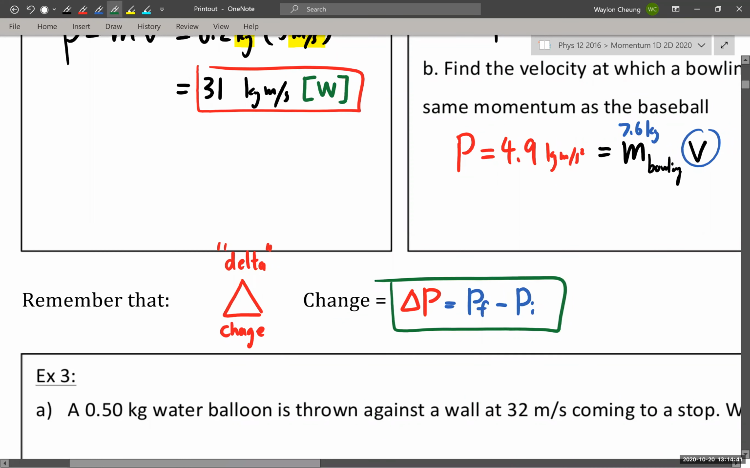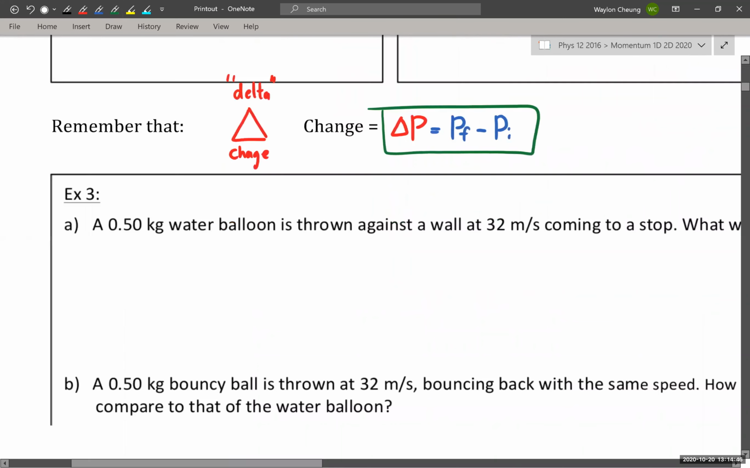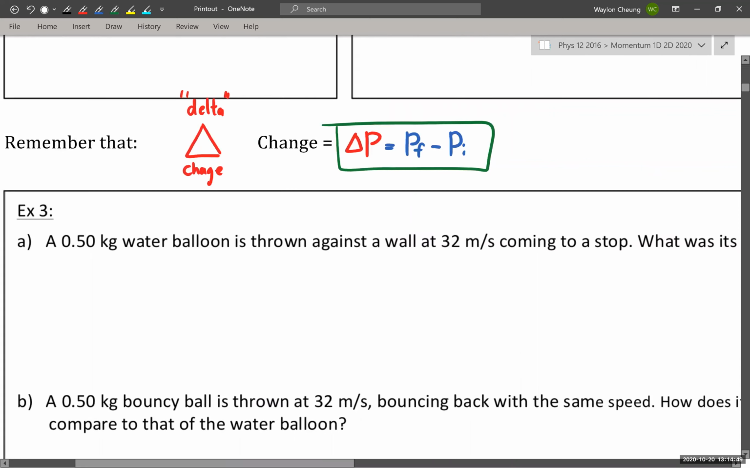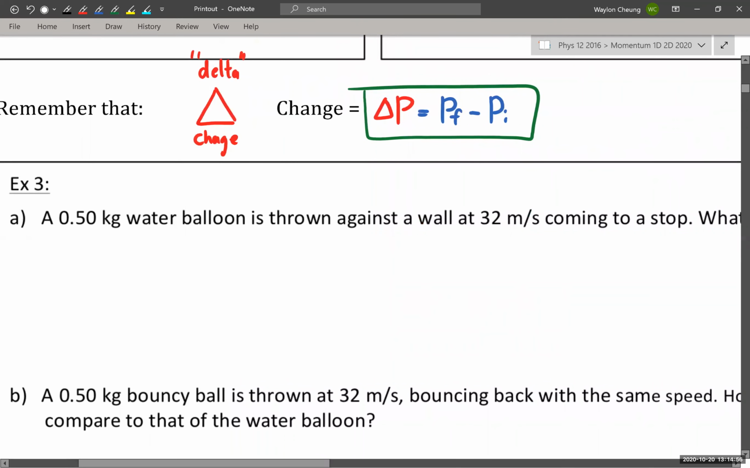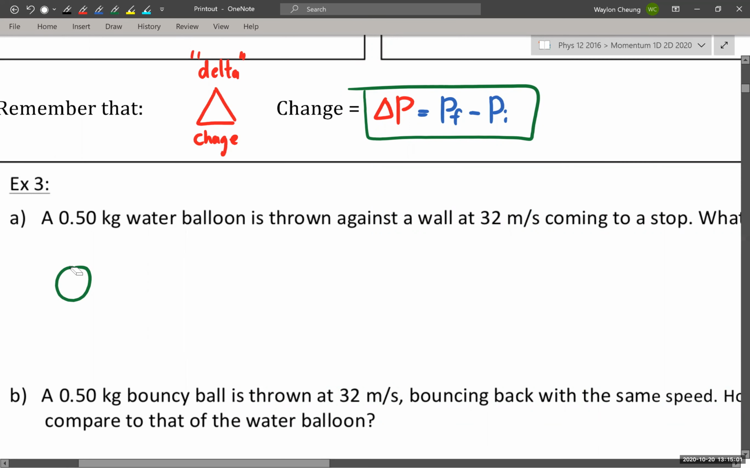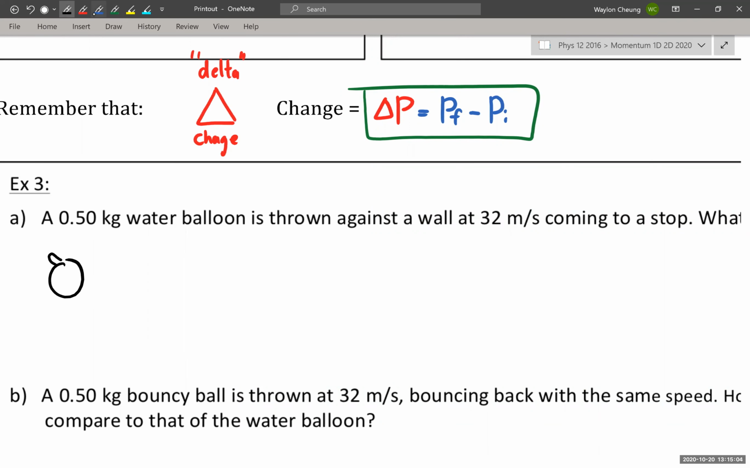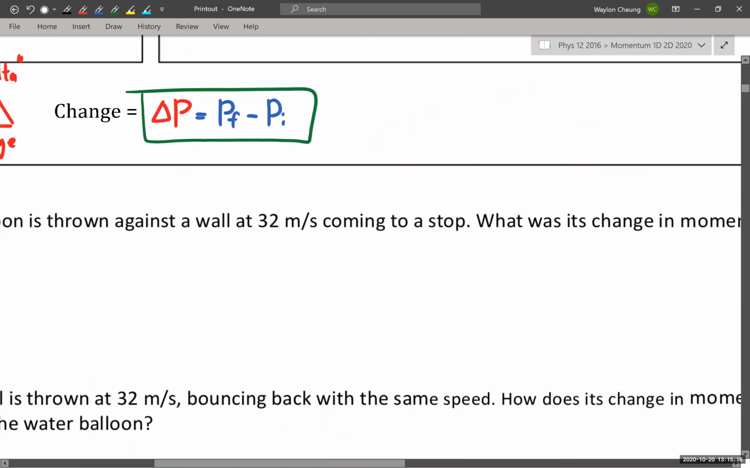All right. Now, if you know the final momentum, subtract by the initial momentum, then you will get the change in momentum. So that means you have to draw a picture because you need to find out what is final, what is initial. So let's say there is a water balloon. So here's my attempt to draw a water balloon with water inside, and it's moving at a speed of 32 meters per second. And then it comes to a stop because it hits the wall.